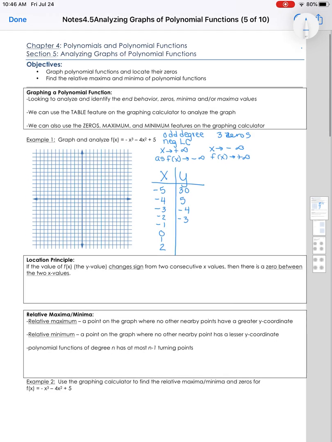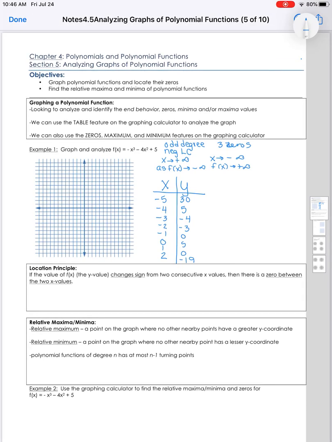And what you want are positive and negative values to go with. So I'm going to go all the way to negative 5. So I'm going to pick negative 5, negative 4, negative 3, negative 2, negative 1, 0, 1, and 2. So at negative 5, we get 30. At negative 4, we get 5. At negative 3, we get negative 4. At negative 2, we get negative 3.